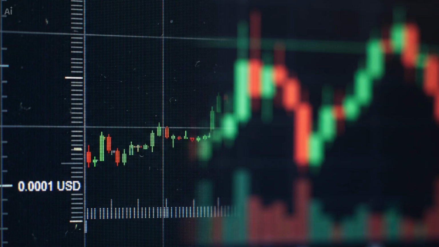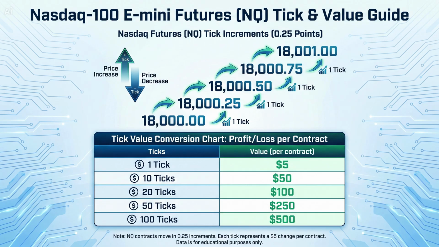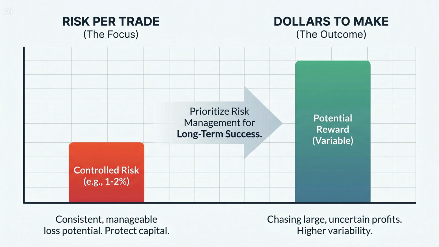To understand futures trading, you must understand ticks. A tick is the smallest amount a futures contract can move. Every futures market has its own tick value. For example, when the Nasdaq futures market moves several ticks in your favor, those ticks translate into profits. When it moves against you, those ticks translate into losses. Professional traders think in terms of risk per trade rather than dollars they hope to make.